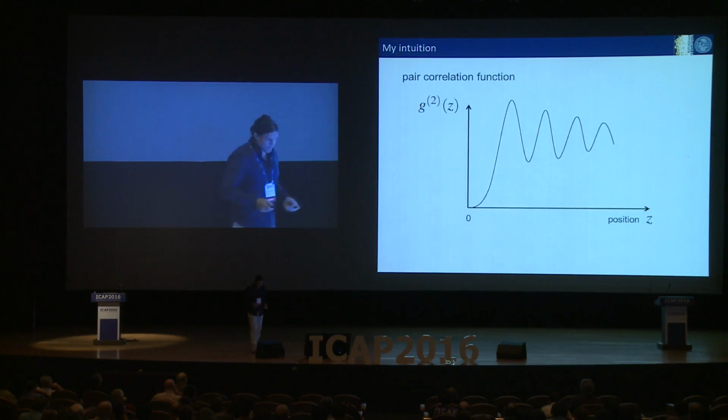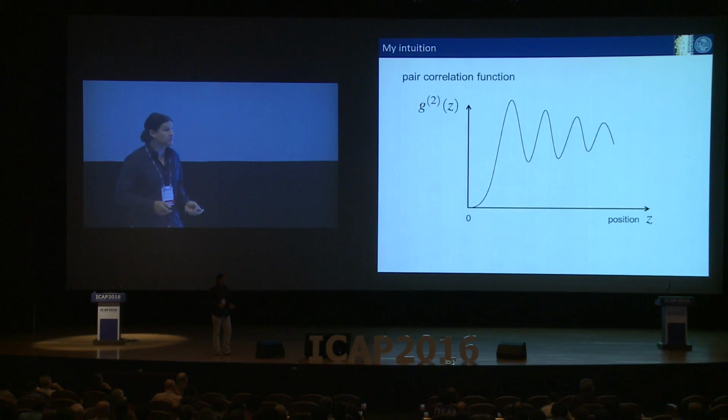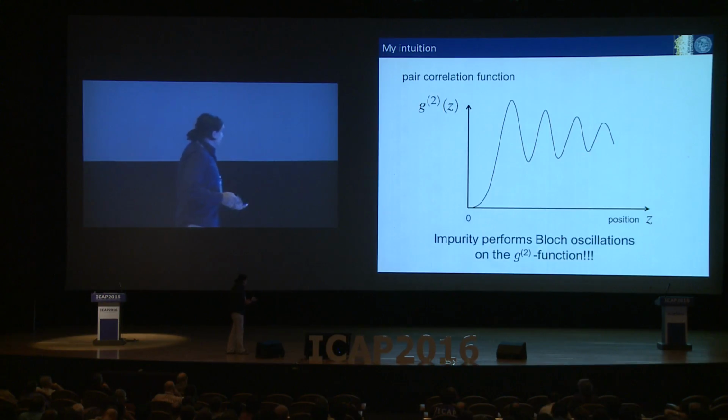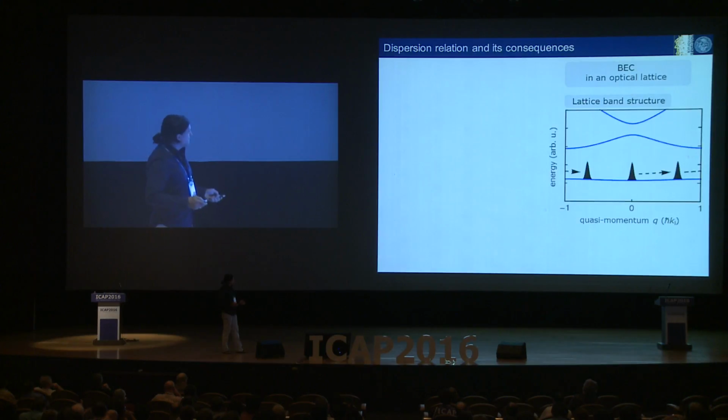So my naive picture is the following. If you have strong correlations in the system, you have some G2 function, and now you have an impurity particle that actually scatters off that G2 function. I don't know if this picture is really correct. I think we need some further theory modeling here, but that's my naive picture. So let's do this in the experiment.